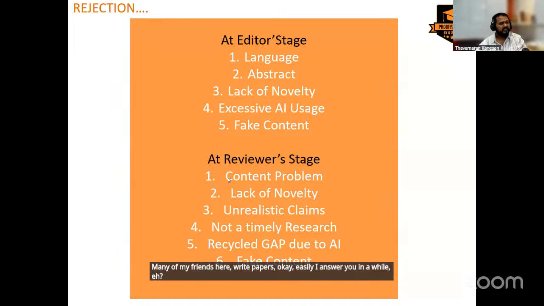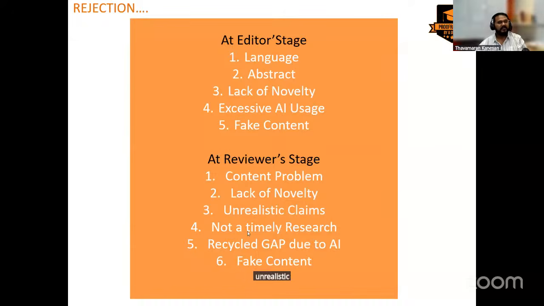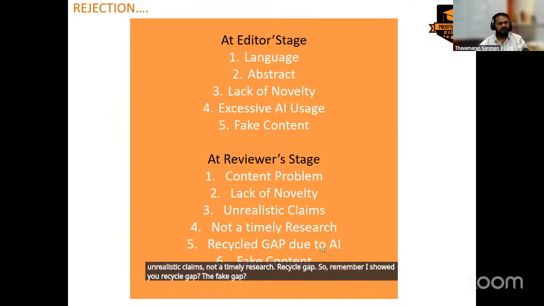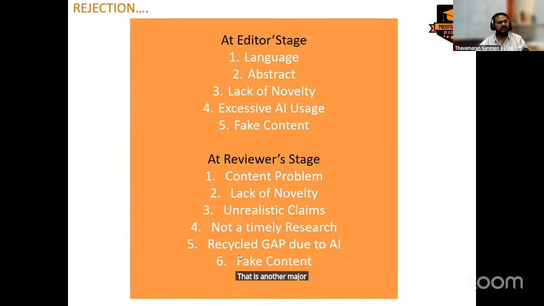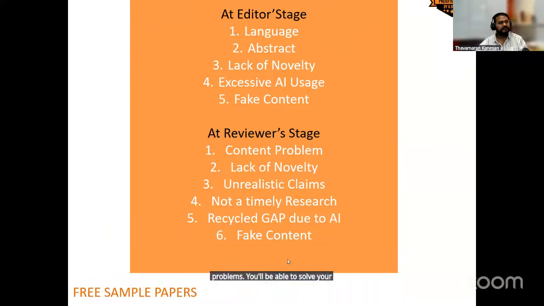At reviewer stage, normally reviewers, why do they reject? Content problem, lack of novelty, unrealistic claims, not a timely research, recycle gap. So remember I showed you recycle gap, the fake gap. That is another major problem, fake content. These are the major reasons, okay? So look into these problems. You'll be able to solve your publication problem.